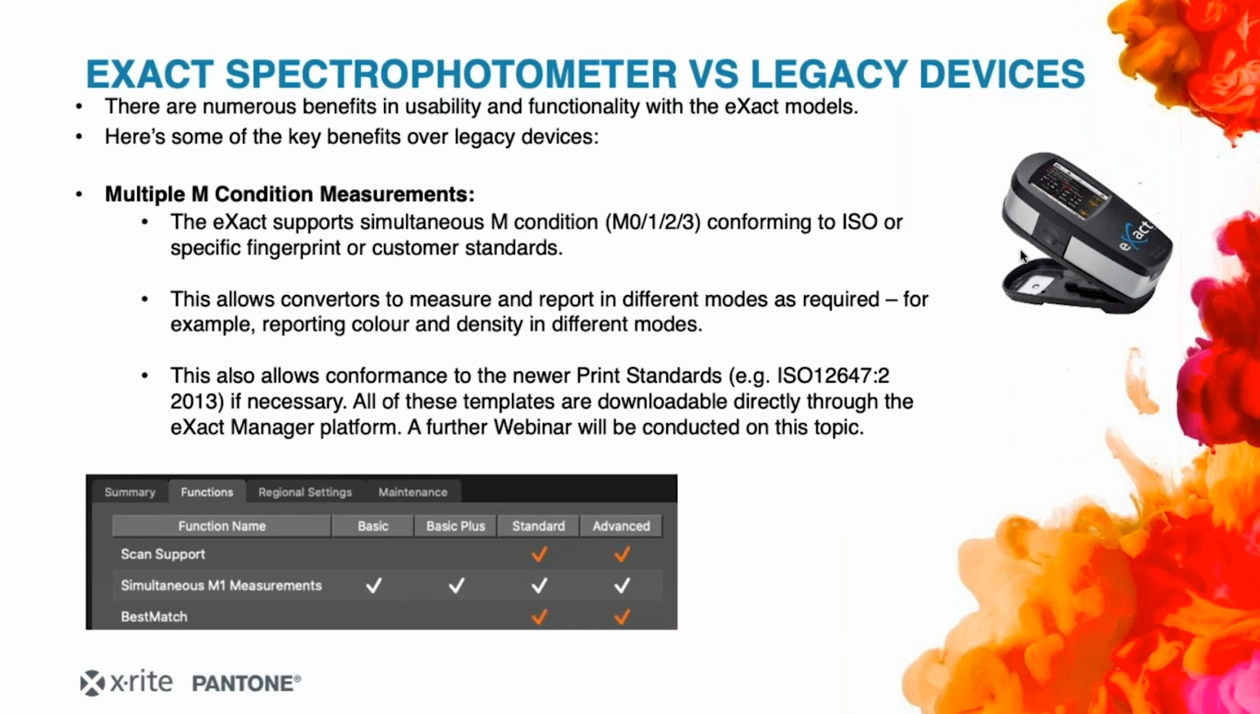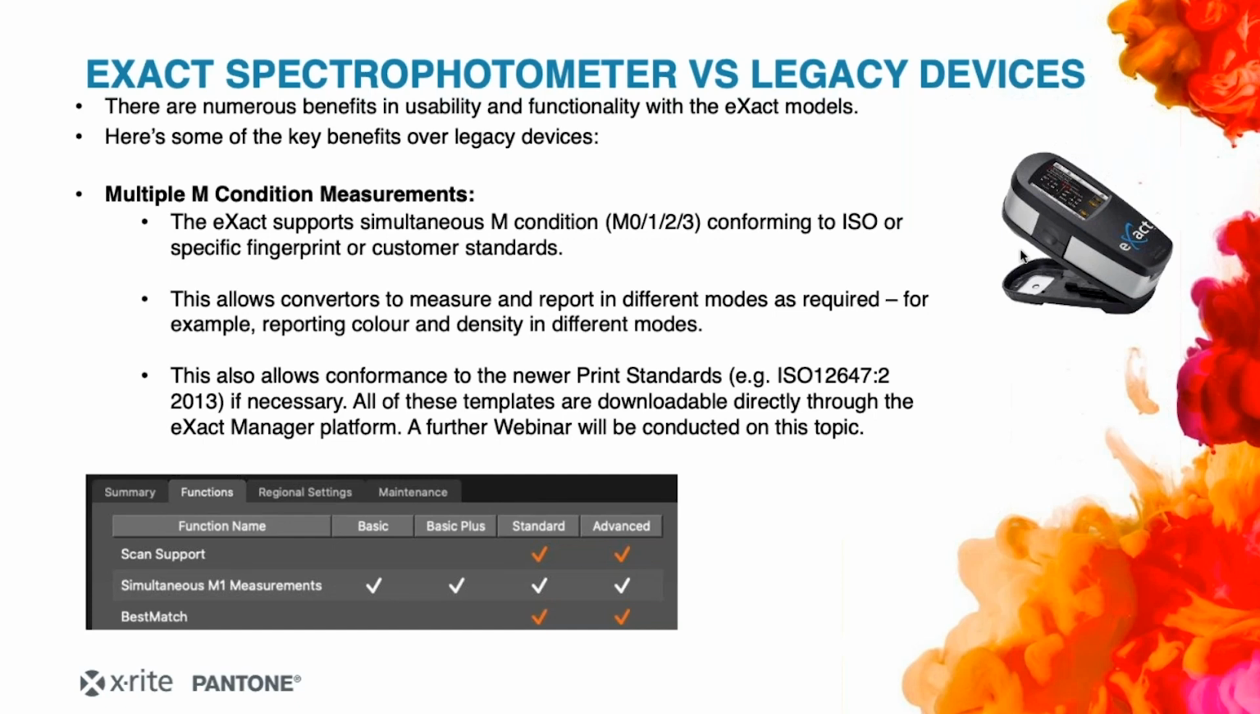The newer models will also allow simultaneous measurement of all four measurement conditions within a single measurement read. This then allows the operator or converter to choose which one they want to report on. A couple of examples here. You may have a legacy workflow where all of your measurements and color data is in the M0 condition, but you may be interested in measuring densities in the M3 or polarized condition. The software behind the eXact then can filter out and display measurement conditions in specific modes as required.